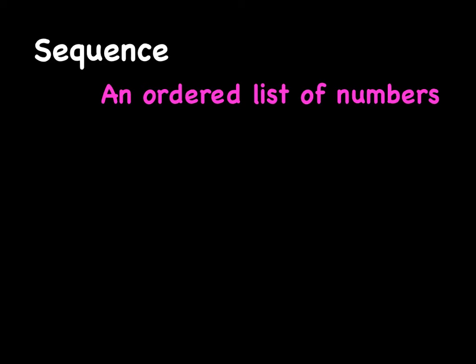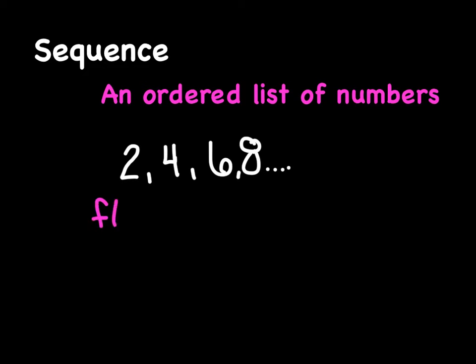So just to recall, a sequence is an ordered list of numbers. For example, 2, 4, 6, 8, etc. And really what we're saying is f of 1 is 2. So the first term is 2, f of 2 gets me 4, f of 3 is 6, and going on.